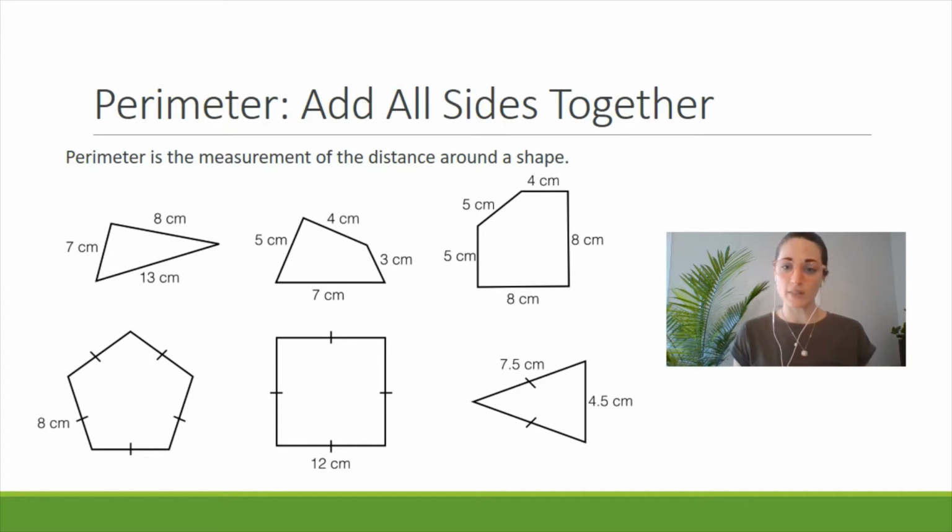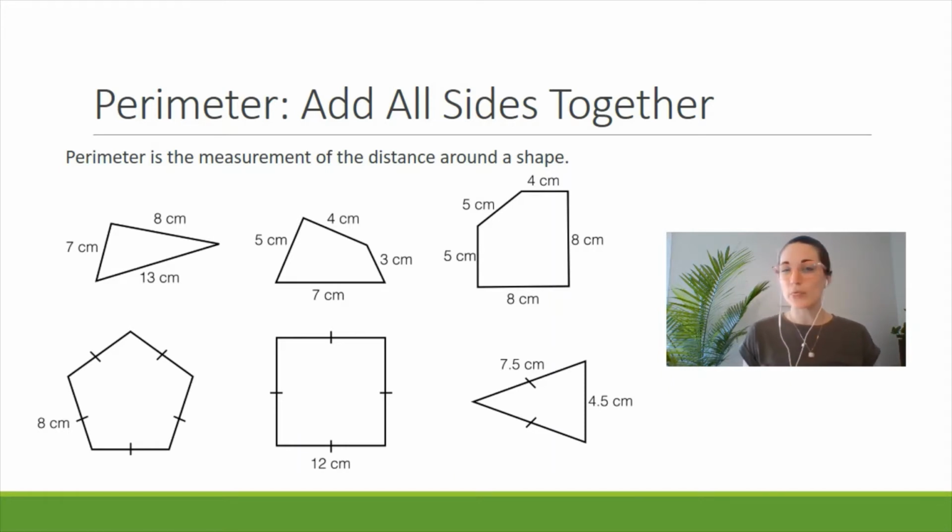For the third one there on that top row, we'll look at this 5-sided shape, and we need to add all 5 values together. So 5 plus 4 plus 8 plus 8 plus 5 equals 30. So the perimeter here is 30 centimeters.